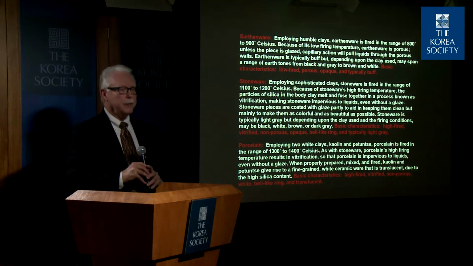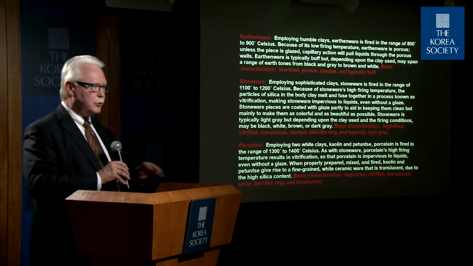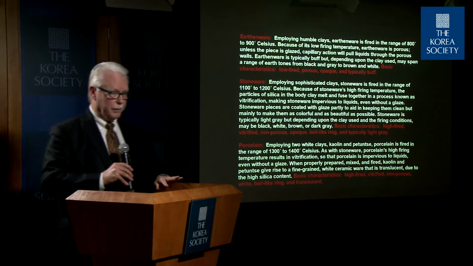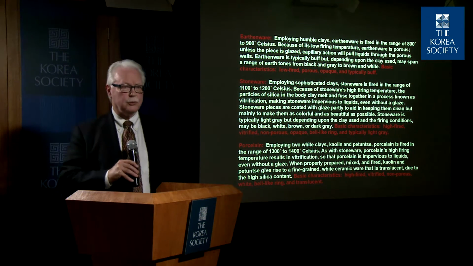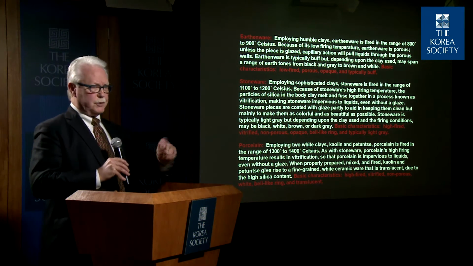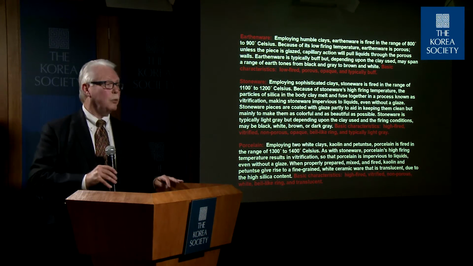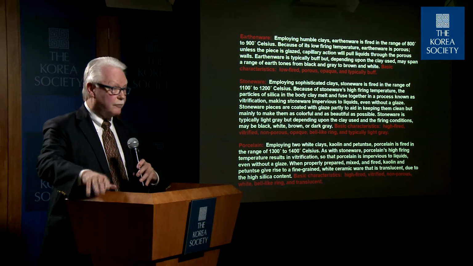Now, stoneware is difficult to produce. That is to say, it takes very sophisticated kiln technology to reach the temperatures necessary to fire stoneware. In that context, I would emphasize that a particular culture's level of sophistication in producing ceramics, high-fired ceramics, is a general mirror of that civilization's level of technological advancement.